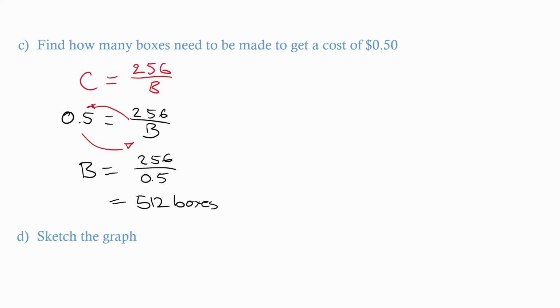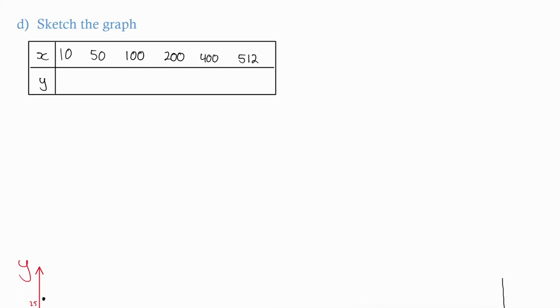All right. Now we're going to sketch our graph. So what we're going to do for the first one is create a table of values. So here's a table of values that I've just made. Remember, you control the x values, so you could put any numbers in the top there. Now I picked 10, 50, 100, 200, 400, 512 because some of those I've already calculated. I don't want to really go back and redo it, but also because it gives me a really wide range of numbers.